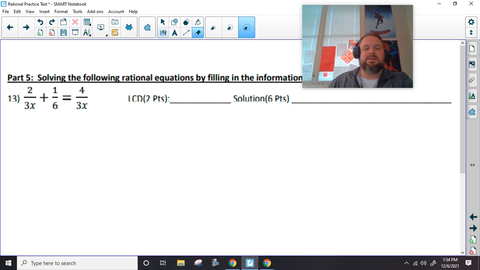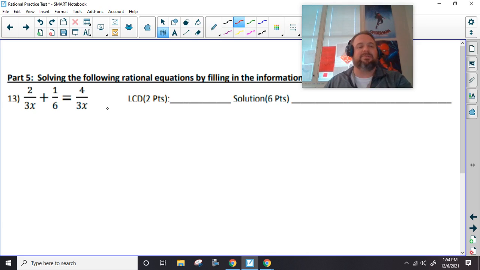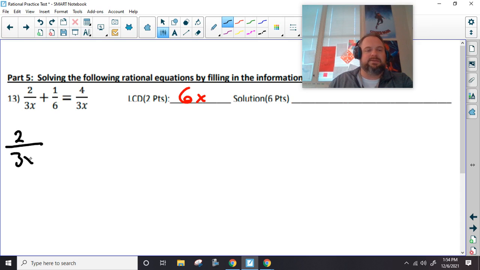So apparently I didn't erase all that, so nobody saw this one. All right. So part five, we had a discussion. They said, why is the least common denominator going to be 6x? I said, yeah, you can multiply 3x by 2 and get it to 6x, and you can multiply 6 by x to get it to 6x. So I've tried to keep this simple. Again, of course, what I think is simple and what y'all think is simple is probably two totally different things.